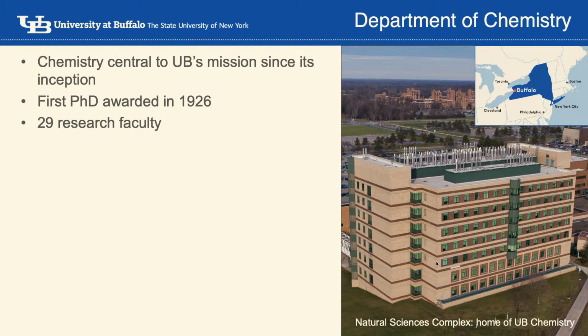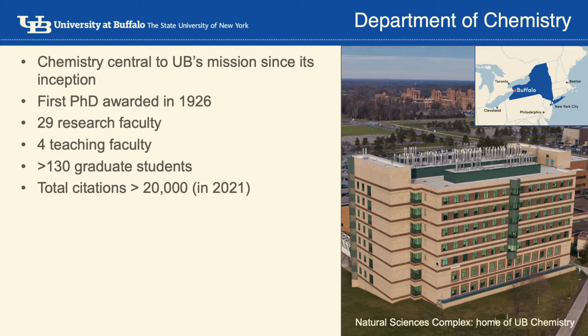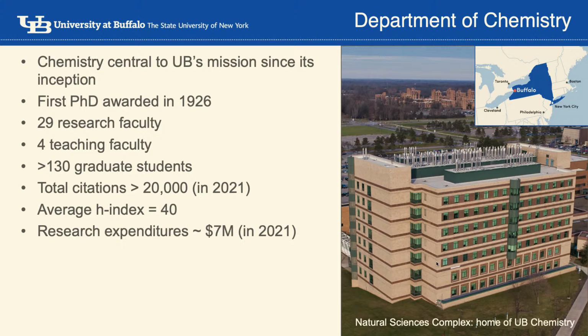All right, so our current department has 29 research faculty members, 4 teaching faculty members, and over 130 graduate students. Almost all of them are PhD students. We have a very small master's program. Most of our graduate students are PhD students. Our faculty do impactful research that gathers citations and funding from federal agencies to allow us to conduct exciting research in various areas of chemistry.